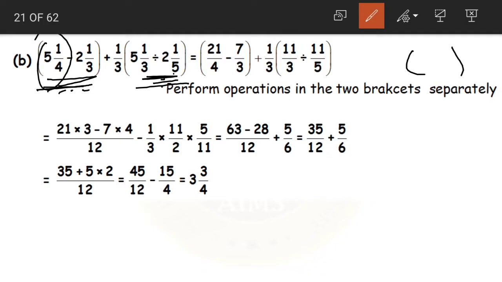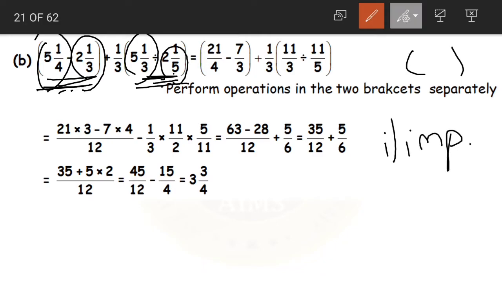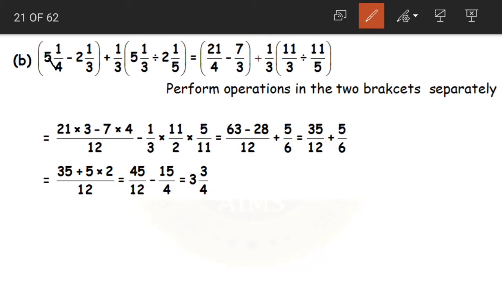Now here all the fractions given are mixed numbers. So the first step will be to convert them into improper fractions. Now 5 fours are 20 plus 1 becomes 21 by 4. Now 3 twos are 6 plus 1 becomes 7 by 3. Now 5 threes are 15 plus 1 becomes 16, 16 by 3. Yes students, 16 by 3. Now 5 twos are 10 plus 1 becomes 11, 11 by 3.